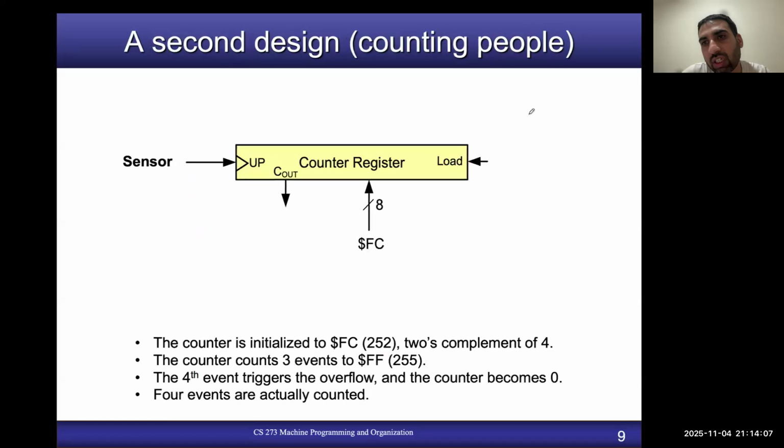Okay. Let's say we want a second design for counting people, doing the same thing. We want to count 4 people. What we can do is initialize the counter to 252. Why 252? Because the maximum value we can have is 255, right? And remember, an overflow happens when this value changes from 255 to 0.